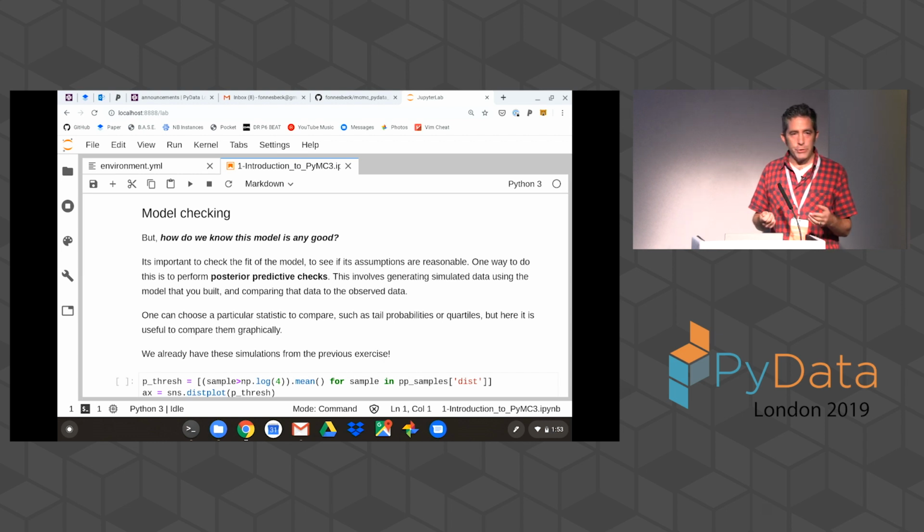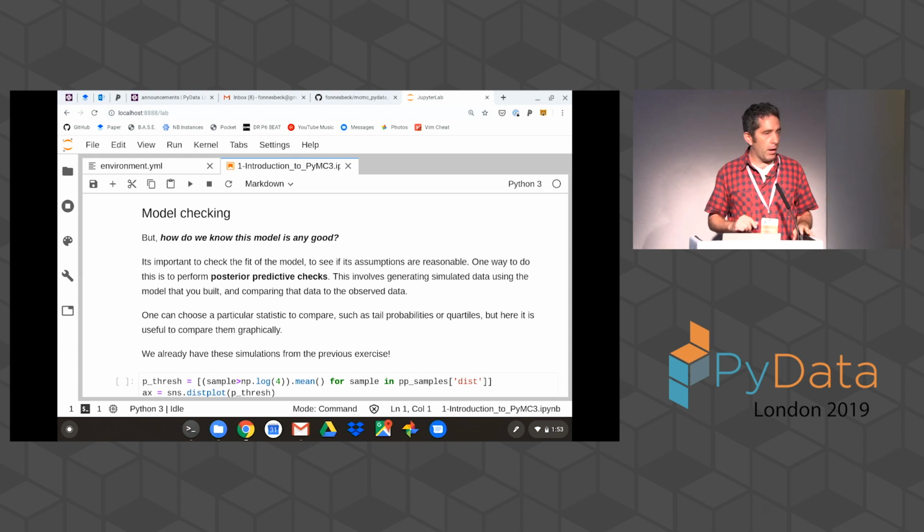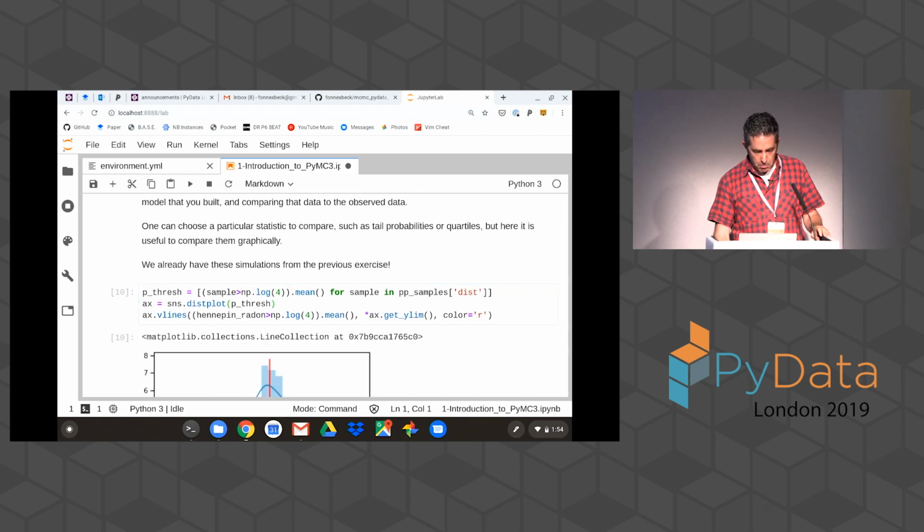And so a sensible thing to do is to generate lots of fake data and compare your fake data to the real data. And if the real data looks kind of like your fake data, then it probably says your model's okay, right? This model could have been the true generating model. And that's kind of what we're after. And so that's what we're going to do here.